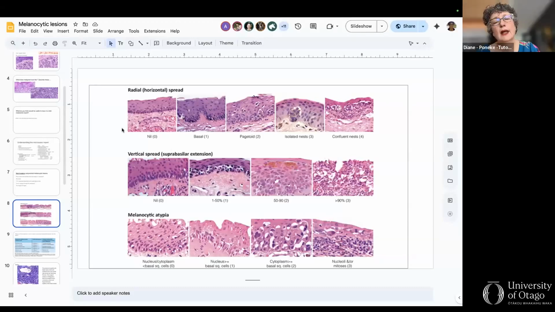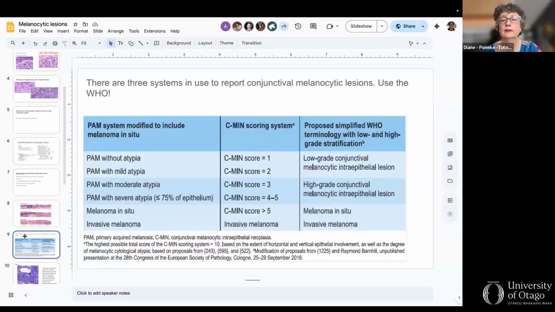And here we have essentially the keratinocytes are just brown. Then here we've got melanocytes that are causing brown disorganization of the basal layers. They're having pagetoid spread, nests, and then continuous nests, and we count the score. Vertical spread, less than 50%, more than 50%, and then complete. And then we score the atypia, and she's nicely published these. And she was the one that invented the Seaman scoring system.